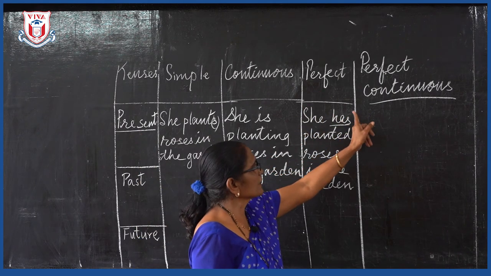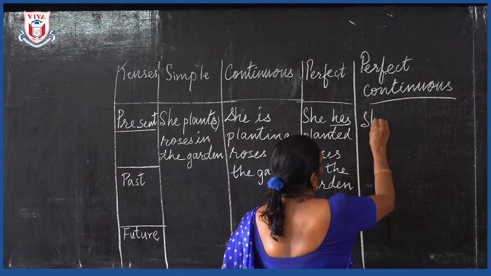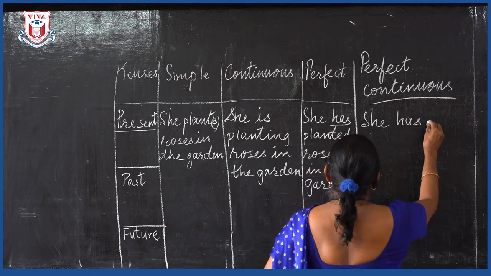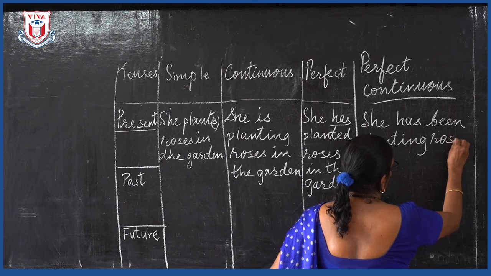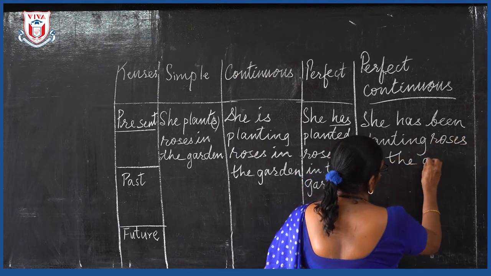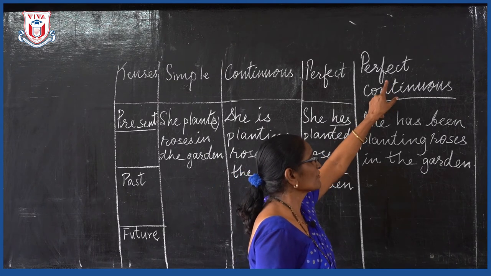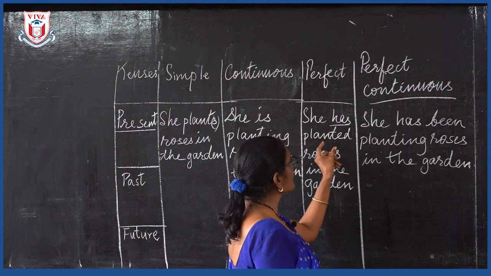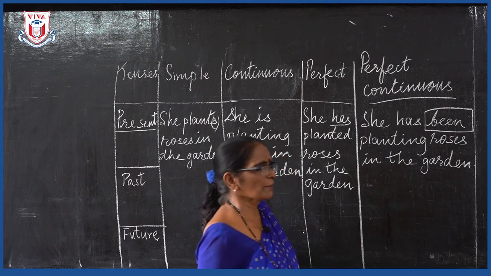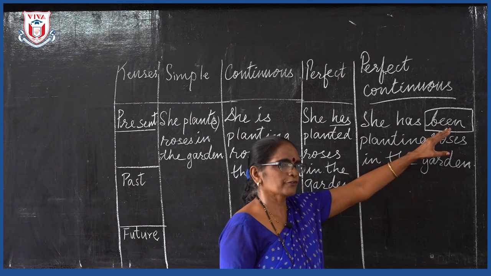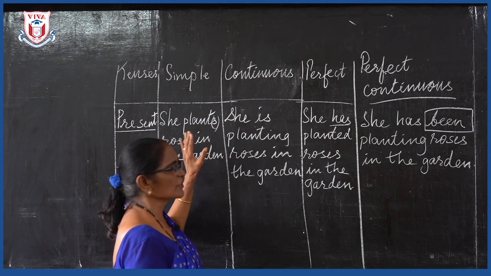Now if I say the same thing in the perfect continuous tense, that means present perfect continuous tense, she has been planting roses in the garden. Now what is the difference over here? This is the simple perfect tense, and here I am writing it in the perfect continuous tense. You must always remember, has comes in the perfect tense, but when you are writing it in the continuous tense, it has to have a been to it. For the perfect, we use has; we use is in the continuous tense; and this is the simple one, the verb which is having the s to it.